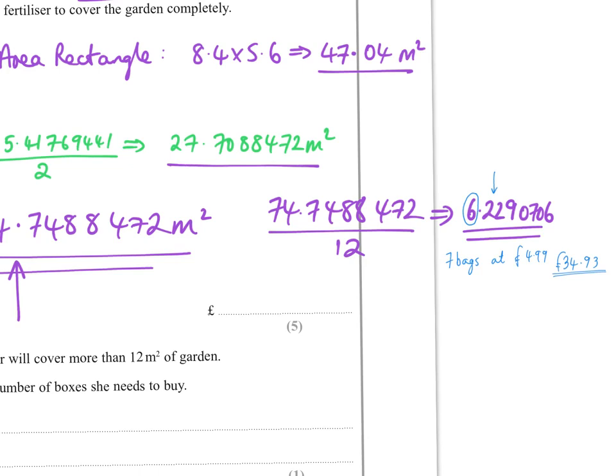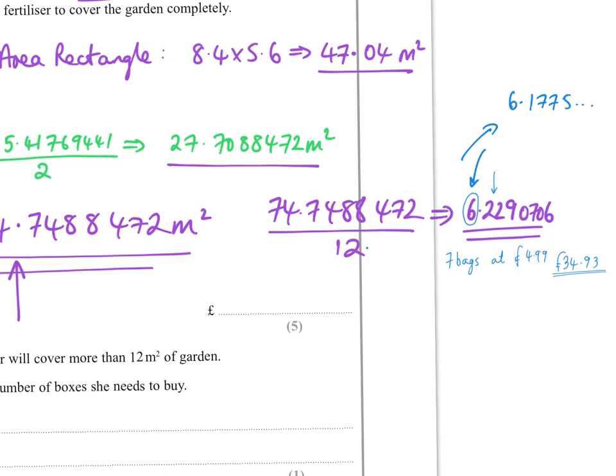If I do that same calculation but divide by 12.1 instead, 74.74888472 divided by 12.1 gives me 6.1775, and so on. So you'd still need to buy 7, even though it covered slightly more. So it's quite tricky, but there'll be a certain cut-off point where this number will be exactly 6, but this will be 12 point something, I believe.